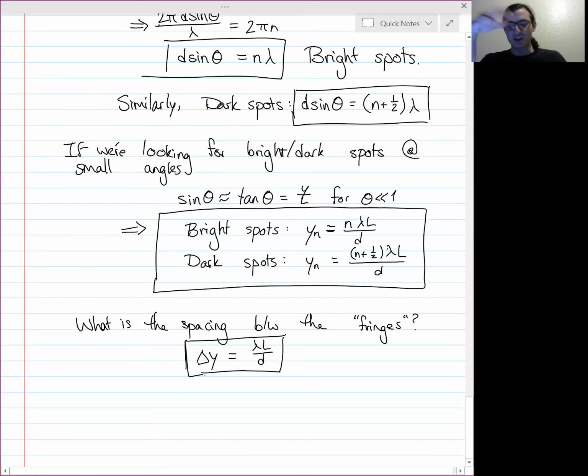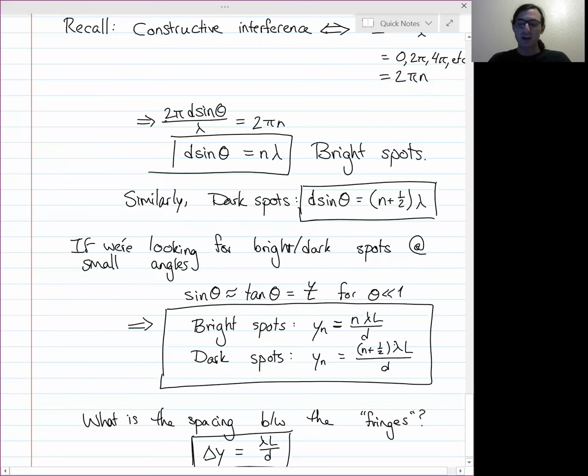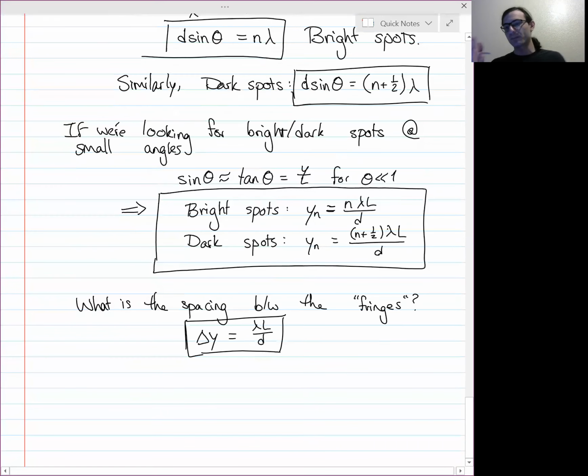If they're far away, this is all out the window because this approximation fails. But if you're looking at the distance between, say, the central bright spot and the next one over, this approximation is totally fine.